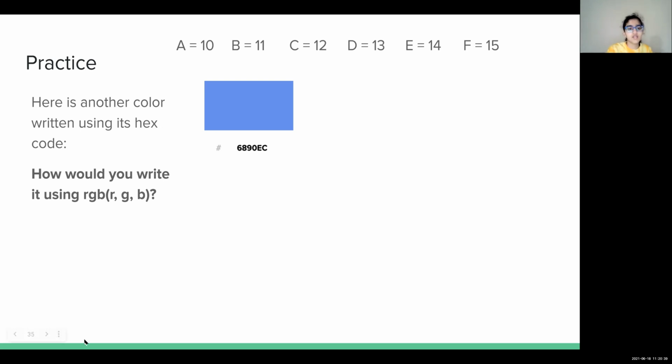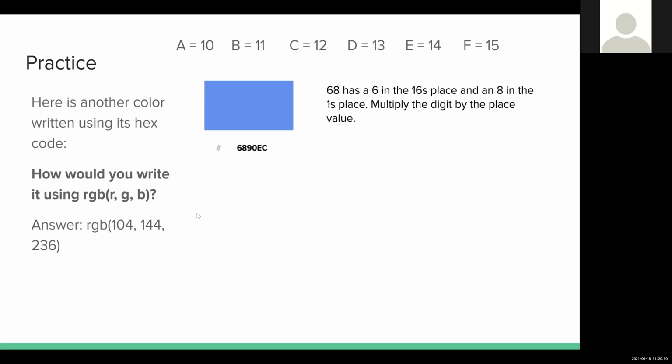Okay, so I've seen many answers, so let's just explain this. The answer is 104, 144, and 236. How do we get this? 68 base 16 would have a 6 in the 16's place and 8 in the 1's place. So we multiply 6 by 16 and we get 96, and multiply 8 by 1 and we get 8. We add them together and we have 104.